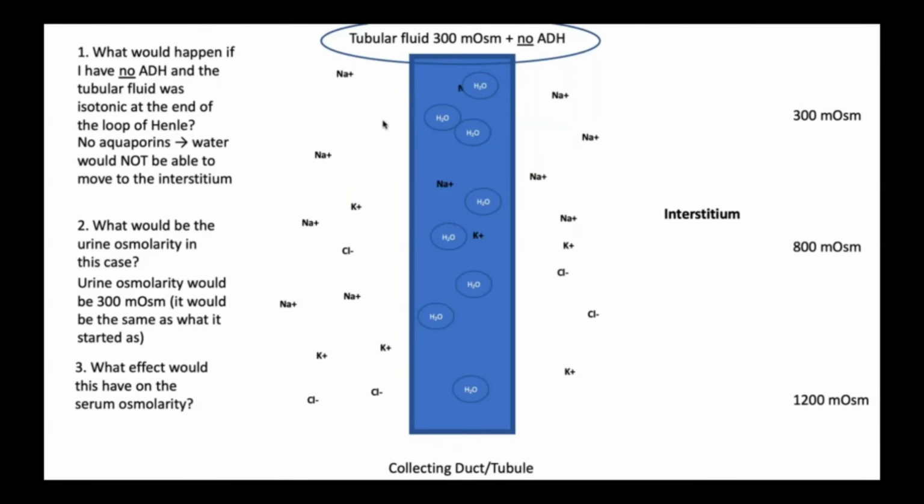Exactly. So in other words, it is critical that the tubular fluid be hypotonic when it enters the collecting duct, the collecting tubule. Because if it didn't, you couldn't lose free water. You couldn't increase the serum osmolarity. You could decrease it. You could reabsorb free water, but you couldn't increase it.